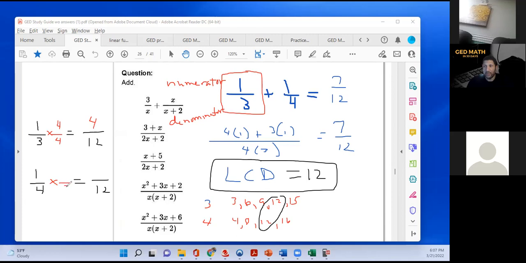Whatever I do to the bottom, I do to the top. 1 times 3 is 3. So 1/4 is the same as 3/12. So now we're going to substitute. Instead of 1/3, we're going to put 4/12. Instead of 1/4, we're going to put 3/12. And now because they have the common denominator, we can add the numerators. 4 plus 3 is 7, and the common denominator is 12. Okay, so that's how we get 7/12.